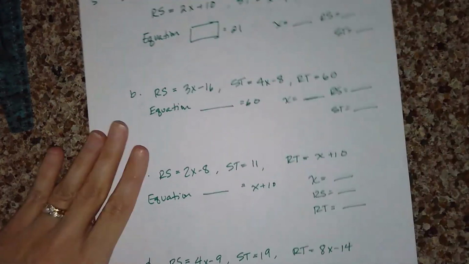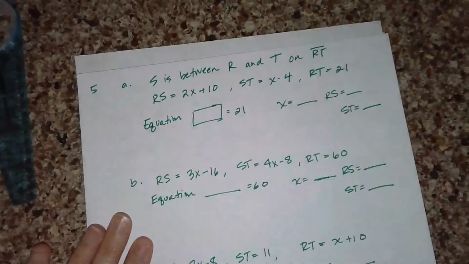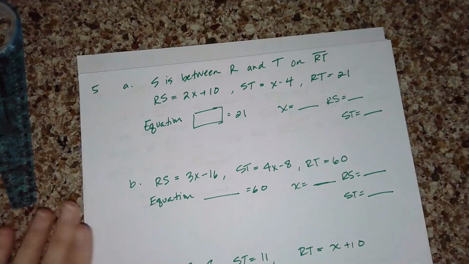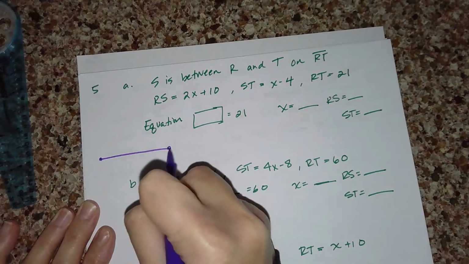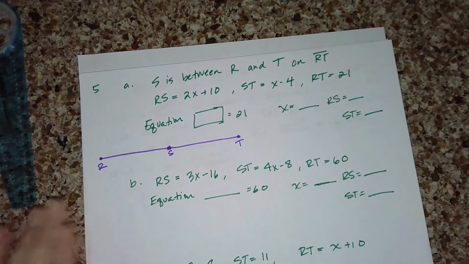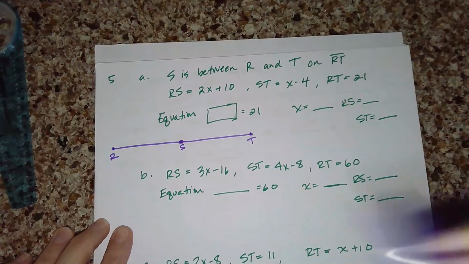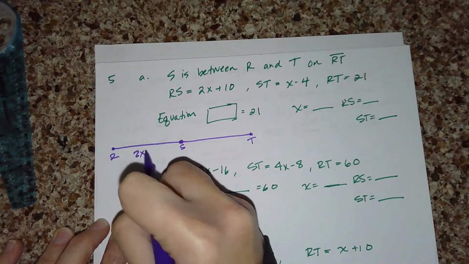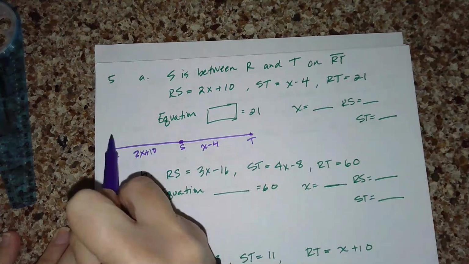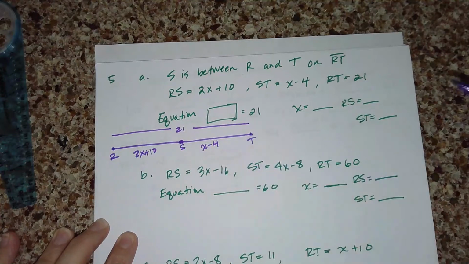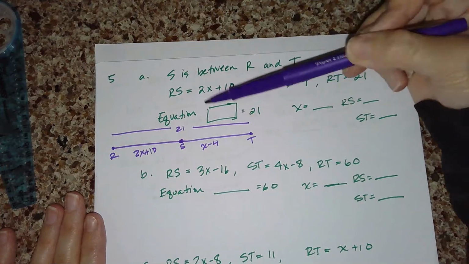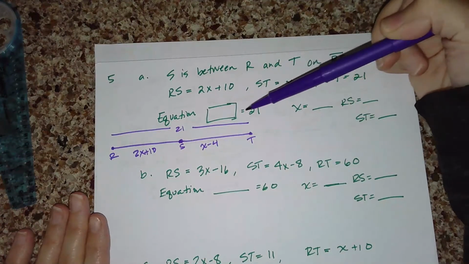All right, moving along. Number 5 says S is between R and T on the line segment RT. I'm going to go ahead and draw this because it makes more sense. RS is 2x plus 10, so that's this piece. ST is x minus 4, and the whole length here is 21. They want you to come up with an equation. In Big Ideas, it gave you a box to put in your answer, and it says equals 21.